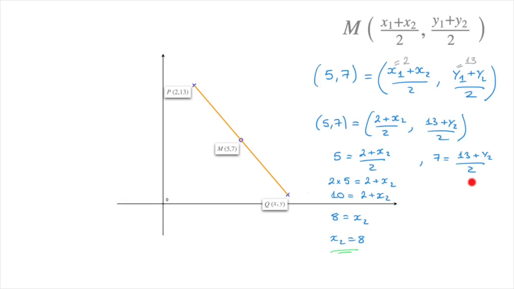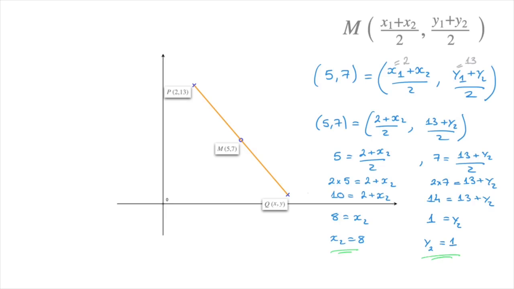We now solve the second equation, and again we can start by multiplying throughout by 2. That leads us to 2 times 7 equals 13 + y2. That's 14 equals 13 + y2. And subtracting 13 from each side, we find 1 equals y2. In other words, y2 equals 1. And that's the y-coordinate of the endpoint Q.